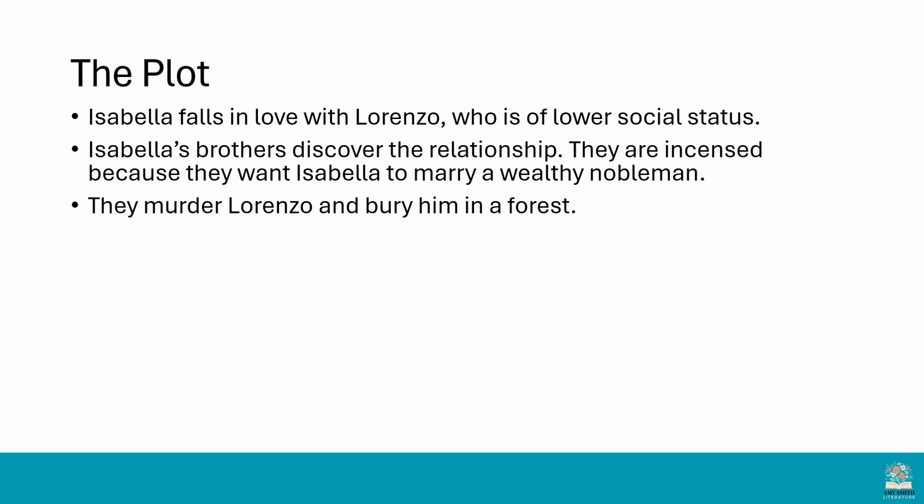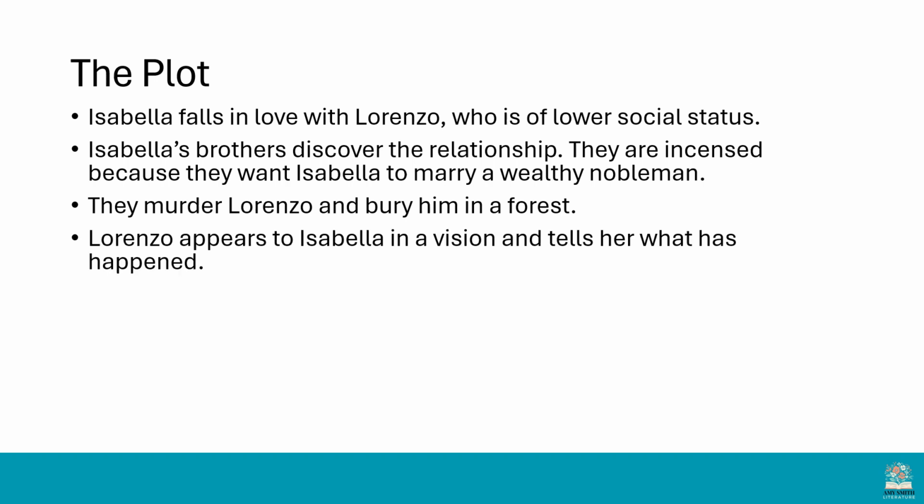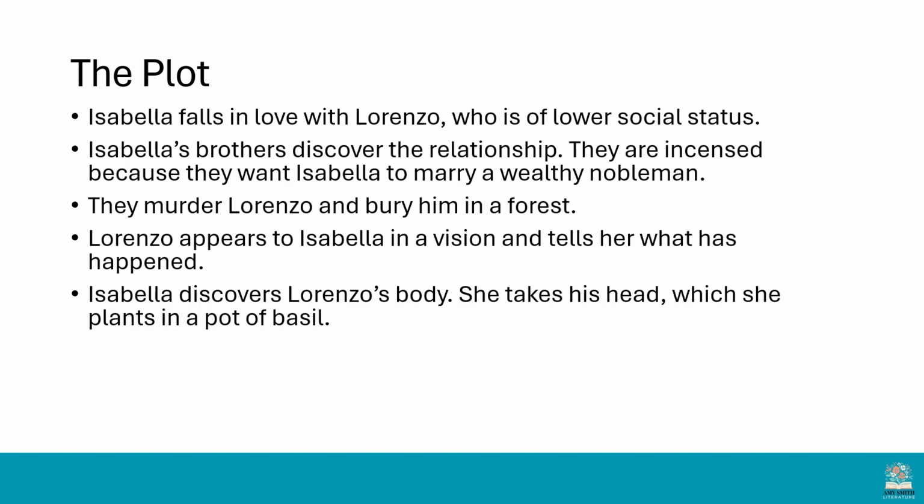As a consequence of that, they murder Lorenzo. They bury him in a forest. And then this is where the poem starts to get really interesting in terms of the plot. Lorenzo then appears to Isabella in a vision and tells her what has happened. Isabella goes and discovers Lorenzo's body. She takes his head, which she then plants in a pot of basil in her home. And as that plant flourishes, she nourishes it with her tears.